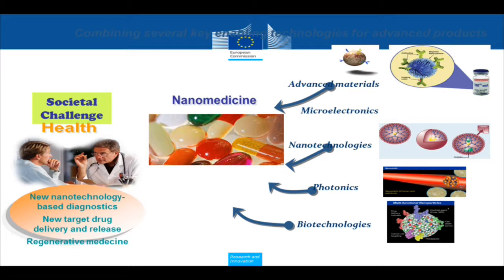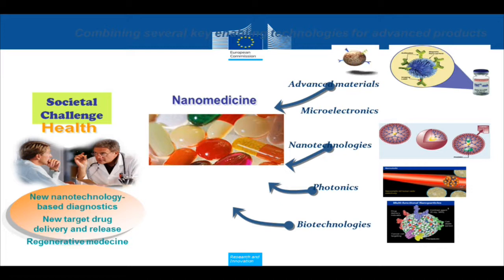So what we do in NMP should be seen as a part of a continuum. We try to support the development of key enabling technologies from the low to medium to high technology readiness levels. So we look at the so-called excellent science part of Horizon 2020 for the developments at the lower technology readiness levels.